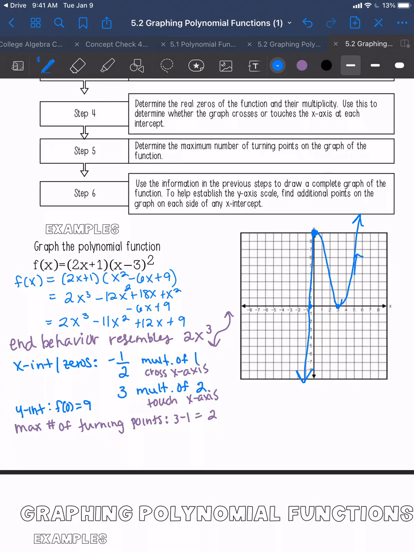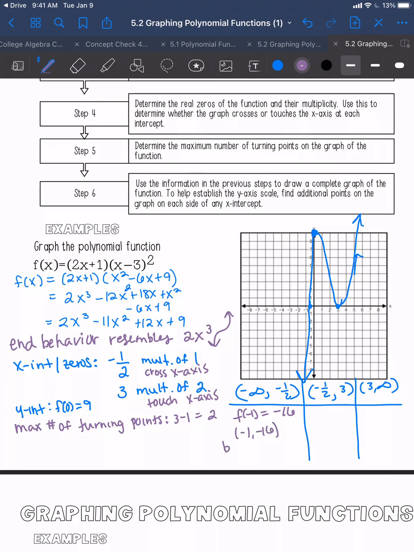If we're graphing by hand, then we're going to want to find some intervals with some more points here. So if I just do negative infinity up to my negative 1/2, my negative 1/2 to my other zero, 3, and then 3 to infinity. I'm going to test a point in each of those intervals so that I know where some other points are. So if I find f of negative 1, f of negative 1 would be negative 16. So that means the point negative 1, negative 16 is on the graph. So everywhere in that interval is going to be below the x-axis.